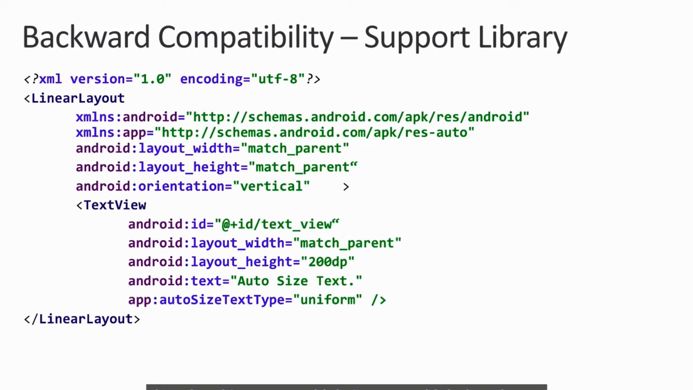The other thing you would do is declare the app namespace, and you can see it there in the linear layout. We first identify the Android namespace, and then we declare the app namespace. Now when we identify our properties, we just declare them using the app: prefix. So app:autoTextType equals uniform. And now all of a sudden this text view will work on Android API level 26 and even those that are older, all the way back to 14.